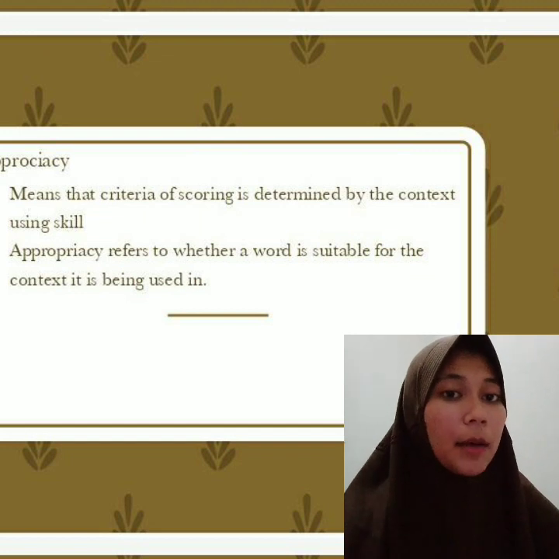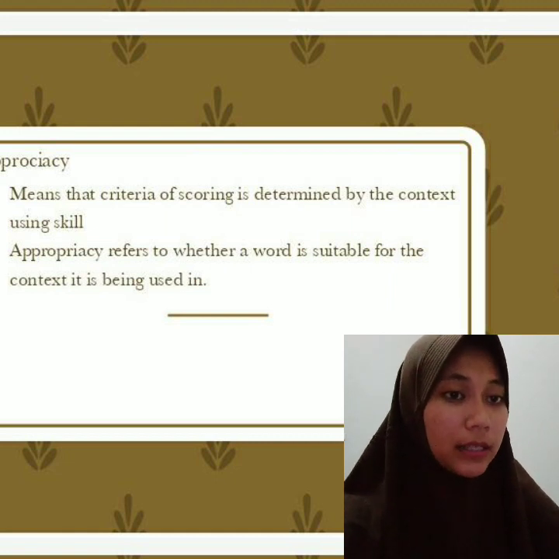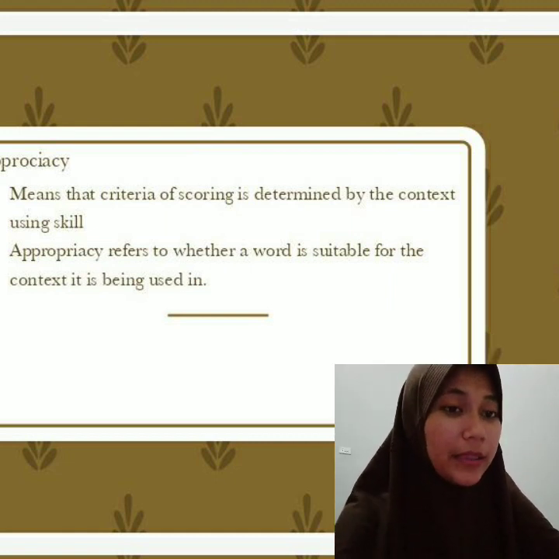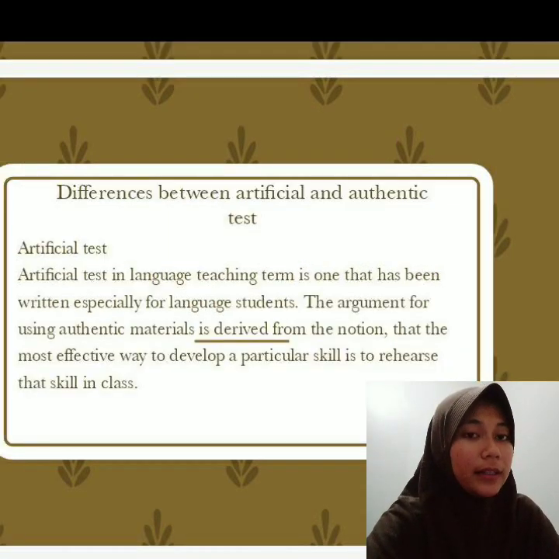Next part, appropriacy. Appropriacy means that the criteria of scoring is determined by the context using skill. Appropriacy refers to whether a word is suitable for the context it is being used in. Okay, the last material is differences between artificial and authentic test. The first one is artificial test. Artificial test in language teaching terms is one that has been written especially for language students.